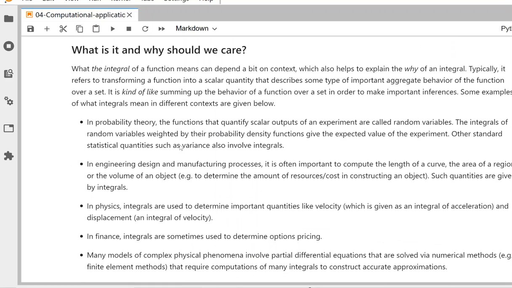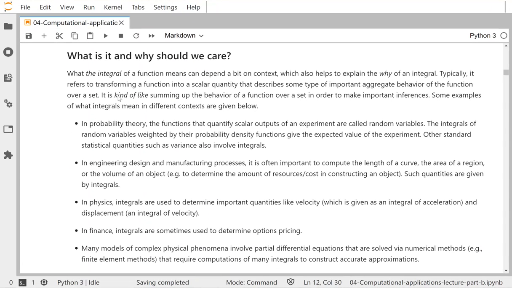So what is integration and why should we care? Well, what the integral of a function means can depend quite a bit on the context, which also helps to explain the why of an integral. So typically it refers to transforming a function into a scalar quantity that describes some type of important aggregate behavior of the function over a set. It is kind of like summing up the behavior of a function over a set in order to make important inferences. So I provide plenty of examples here.